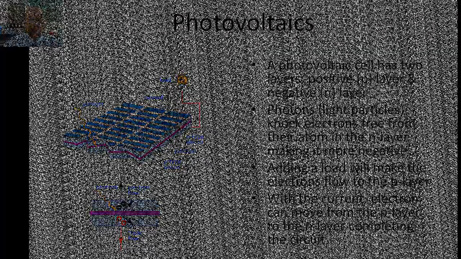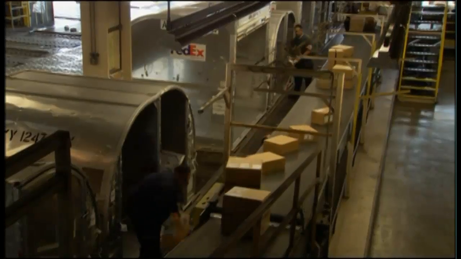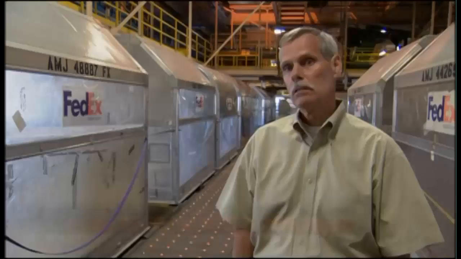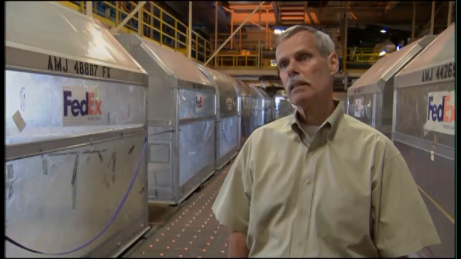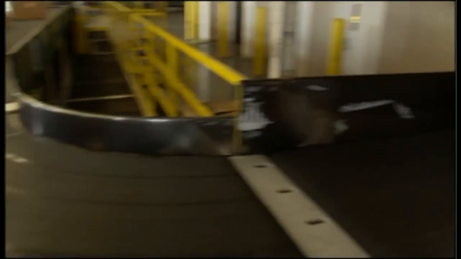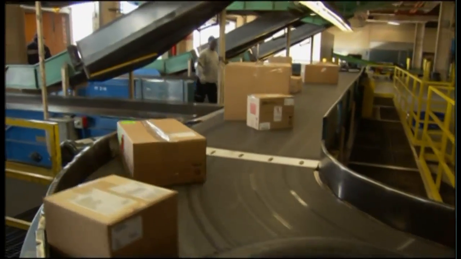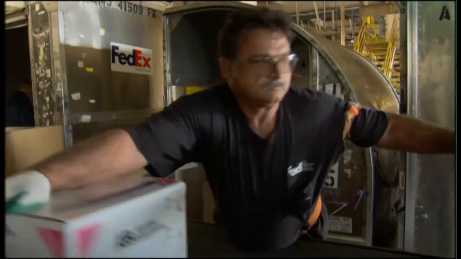Next is photovoltaics. The action never stops at the FedEx Regional Sort Facility. There's more than 250,000 packages that transit this facility in a given day. And we, in a month, are using approximately 450 to 500,000 kilowatt hours of power.